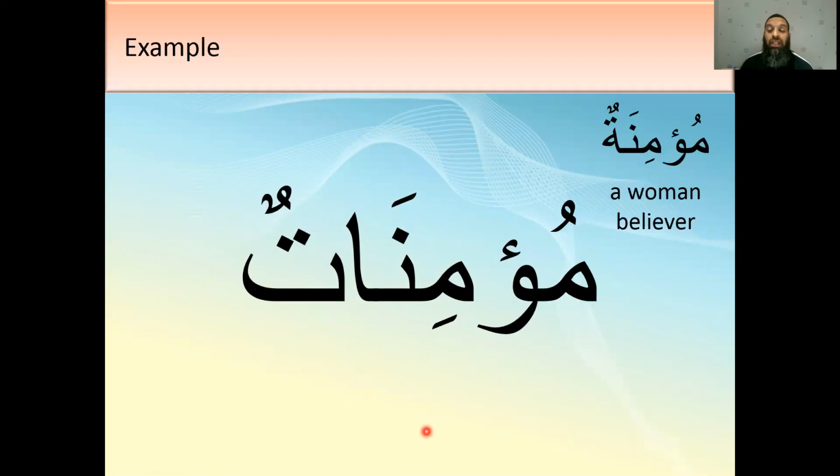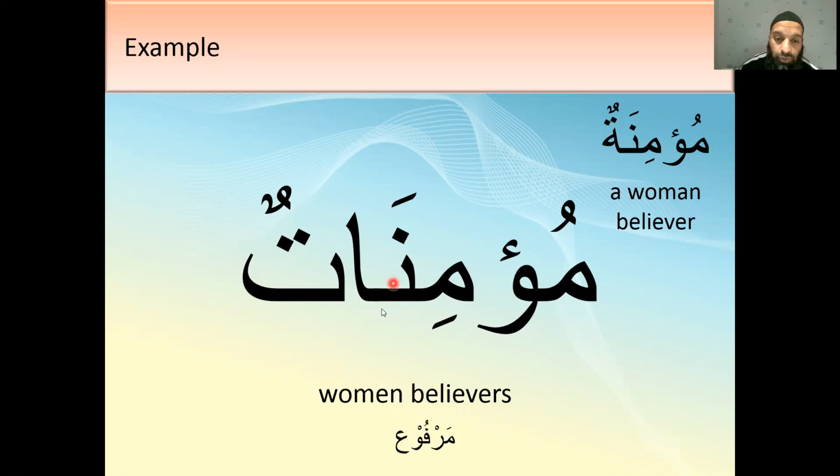Sister, mu'minatun. What is atun? What pattern is atun? What does that do to the word? Plural. Fantastic, plural. So you've done half of the word. All you need to know now is what mu'min means. Believer. So mu'minatun is the believing women, women believers, and it is in the marfu case.